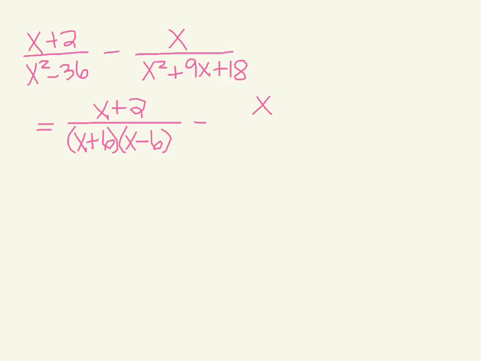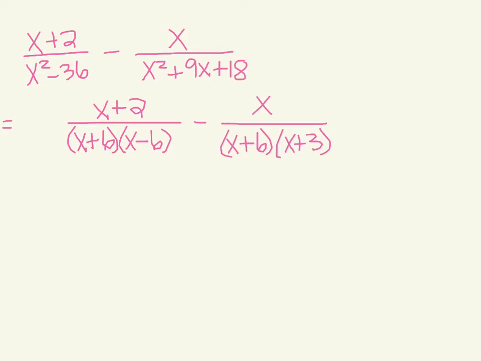minus x over, now this one needs to become x plus 6 times, what did I say? x plus 3. Okay. Now, in order to do subtraction, I need to have a common denominator. And notice I just erased my equal sign because I broke my rule of saying make sure you have lots of room. So I'm going to stick my equal sign way over here.